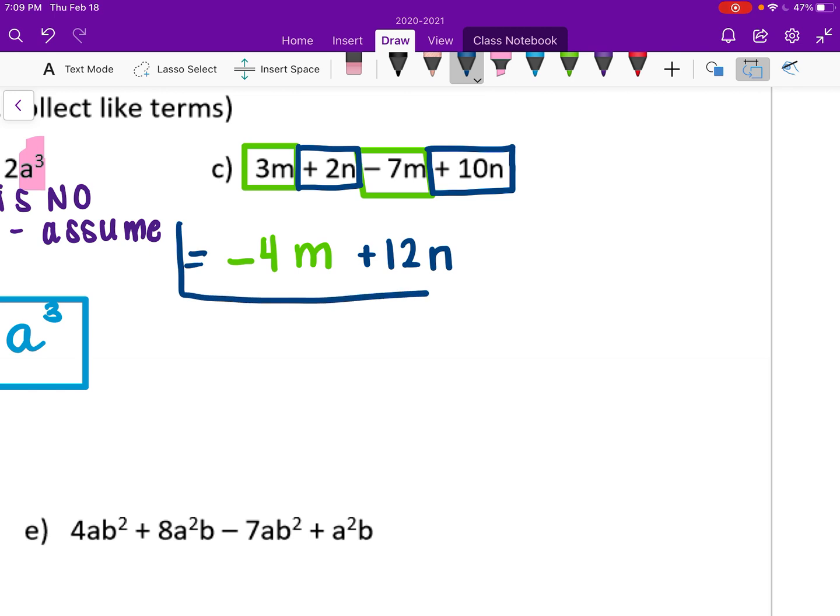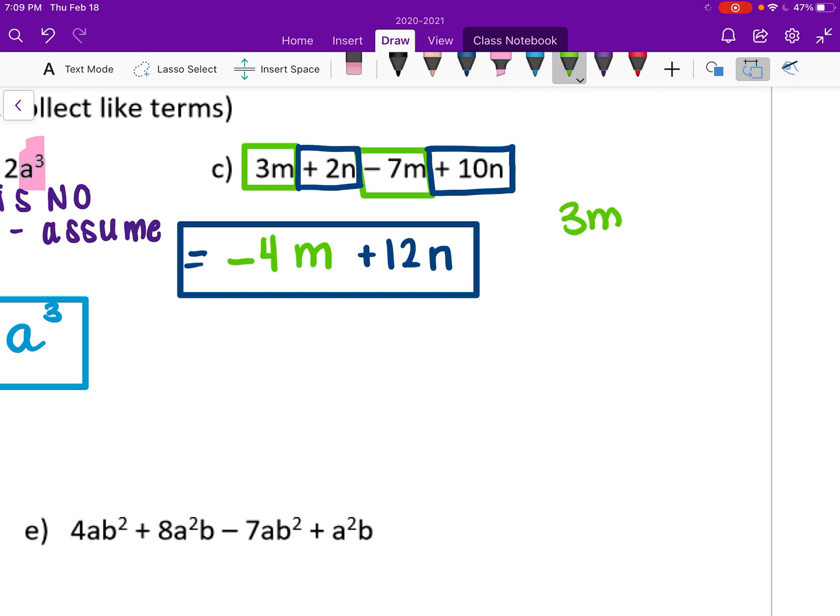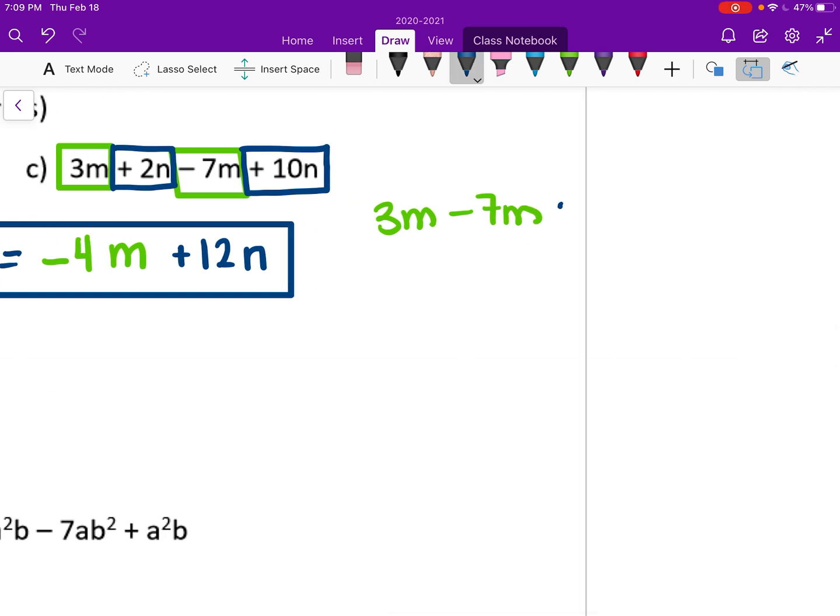And that's going to be my solution. I can't do 3 plus 2 minus 7 plus 10 because they're not all like terms. So make sure you collect the like terms and then put them beside each other if you want. I just do it all in one step. You could also have written in the step of 3m minus 7m and then plus 2n plus 10, and you can go ahead and do that. I don't do that, but it's completely up to you if you would like.